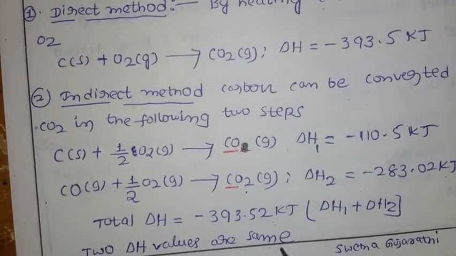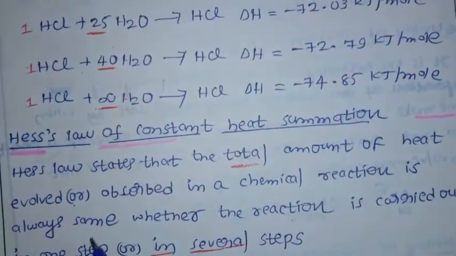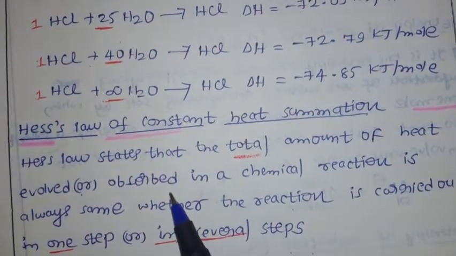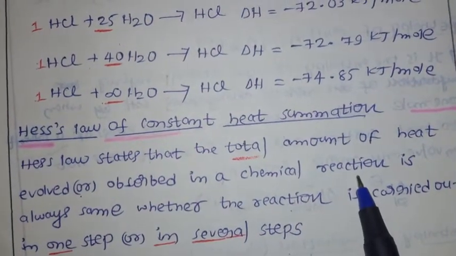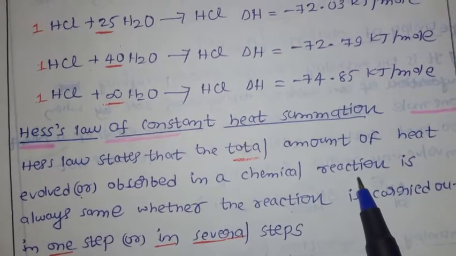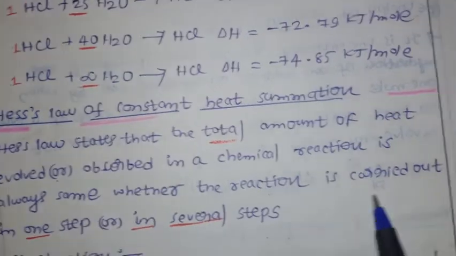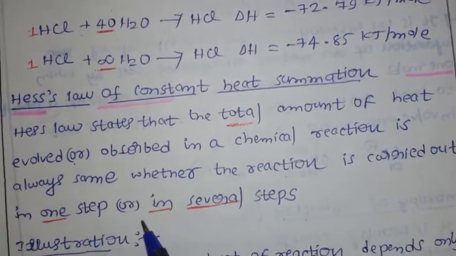Okay, now let us see the definition we just discussed. Hess's law of constant heat of summation states that the total amount of heat evolved or absorbed in a chemical reaction, whatever that may be, is always the same whether the reaction is carried out in one step or in several steps.